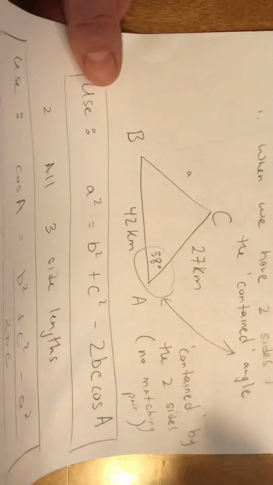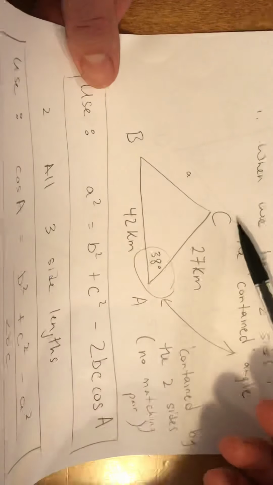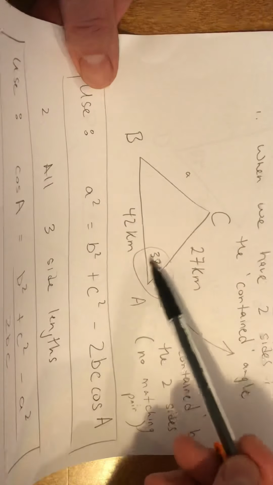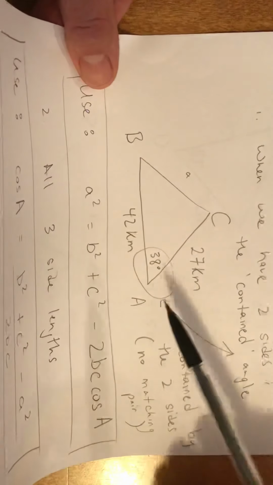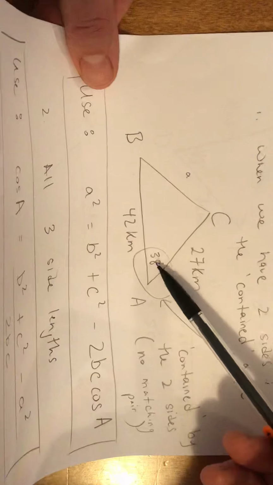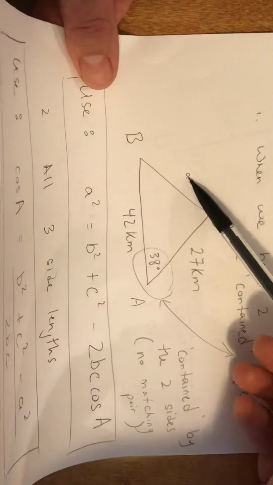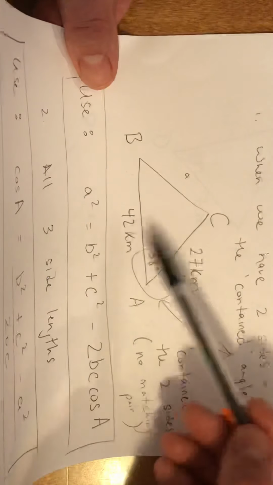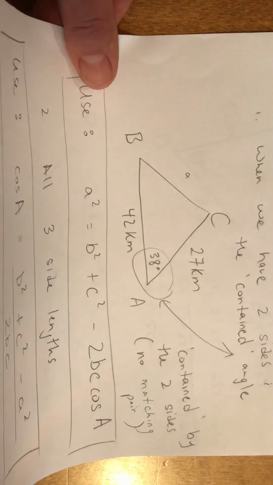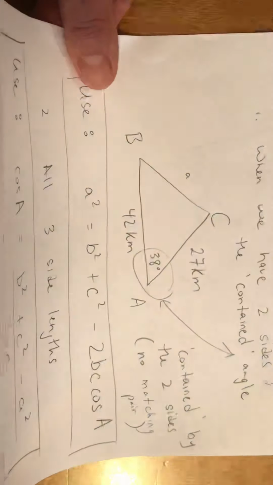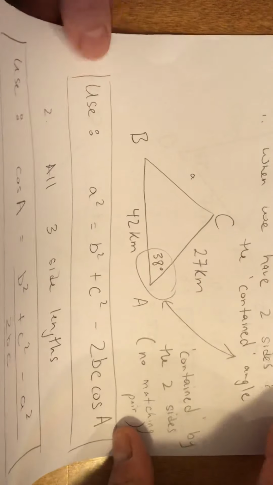So this is what the contained angle looks like. If I have triangle ABC, the contained angle is the angle that's made up by these two sides. And you'll notice we don't have a matching pair. I have angle A, but I don't have small a. I don't have any matching C's and I don't have any matching B's. So we can't use the sine law that we used yesterday. So today we're going to use something called cosine law.